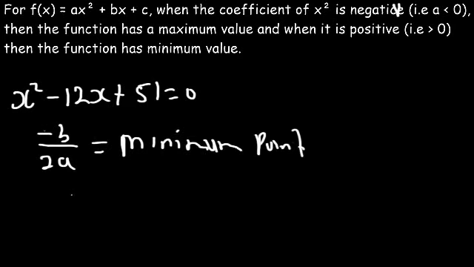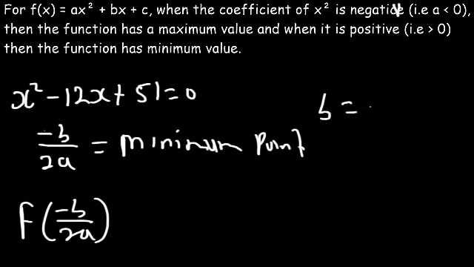Now, what about the minimum value? To get the minimum value, you just need to find f of minus b over 2a. What this means, in essence, is that you figure out the function, then instead of putting in any other value, just put in the value of minus b over 2a that you got. All right, let's solve for minus b over 2a first. Minus b, the fact that b is equal to minus 12, and the value of a is equal to 1.